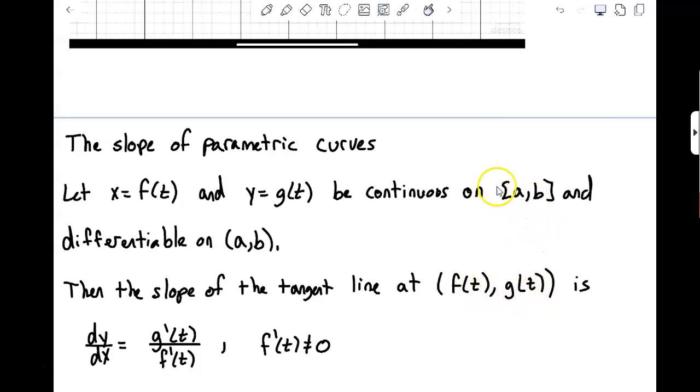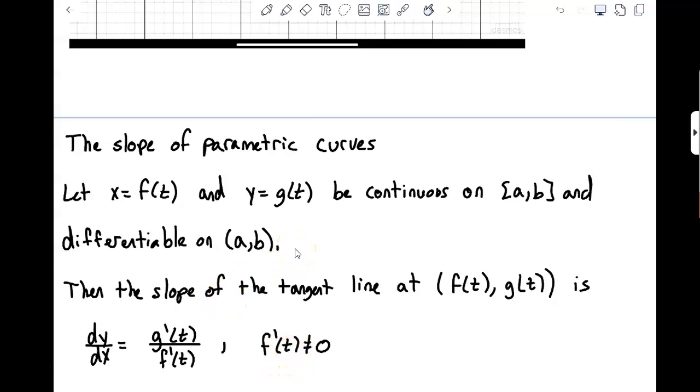Then it turns out the slope of the curve at the point f of t, g of t, where again those values are somewhere in the interval ab, is just the derivative of the y function evaluated at t over the derivative of the x function evaluated at t, provided, of course, that the derivative of the x function is not zero. If the derivative of the x function is zero, obviously we're leading to some undefined situation here. So the slope of the tangent line is just the derivative of the y function divided by the derivative of the x function evaluated at those points.